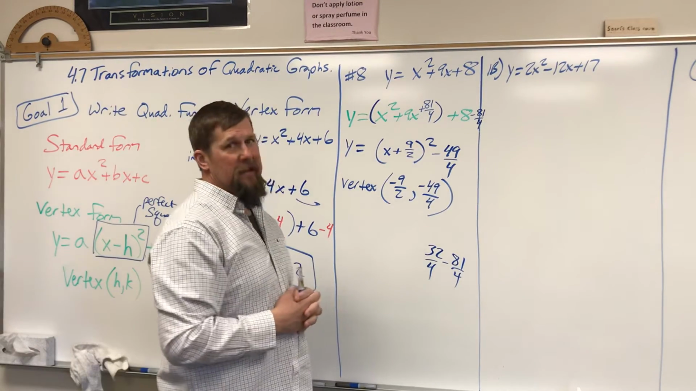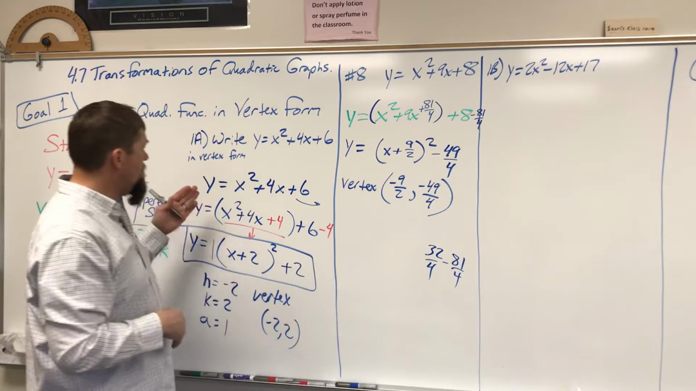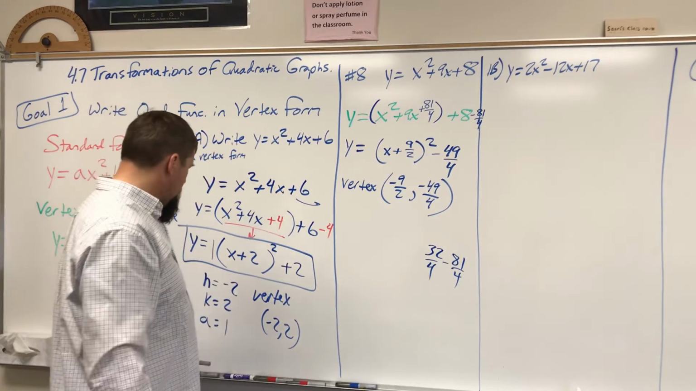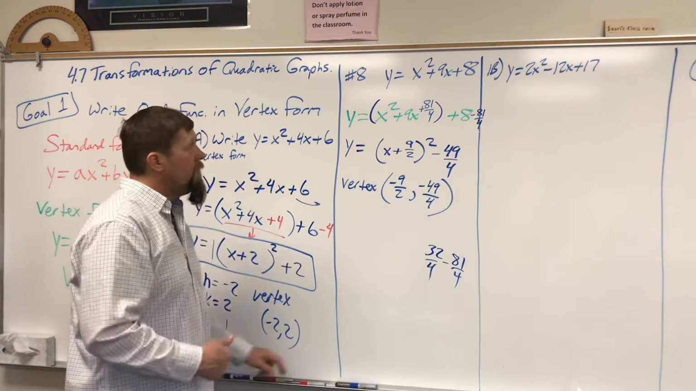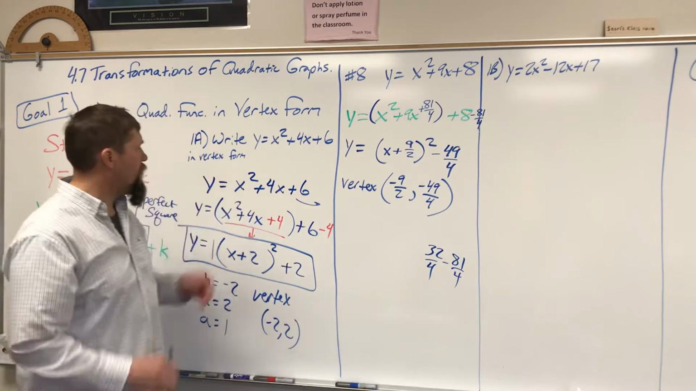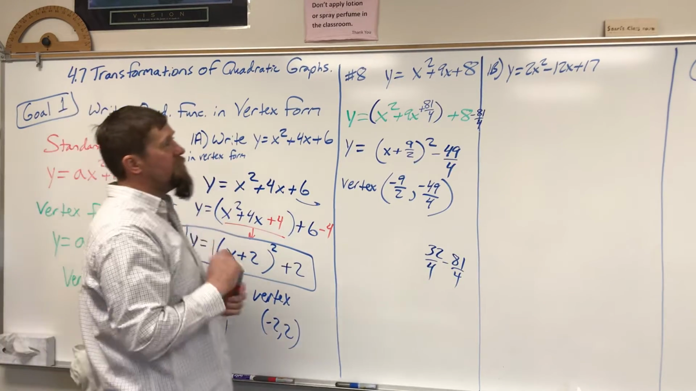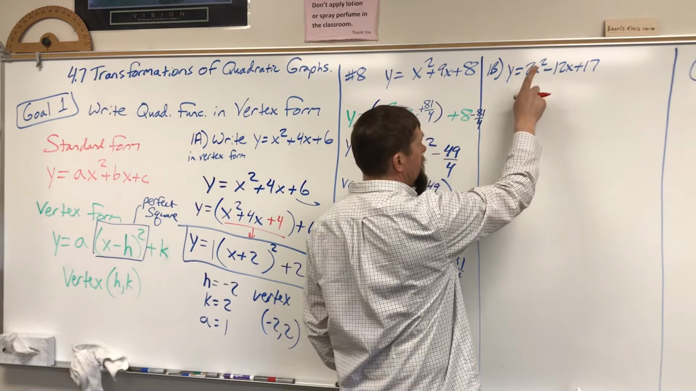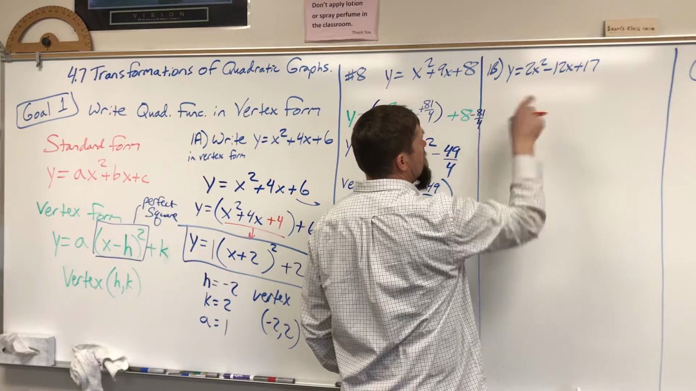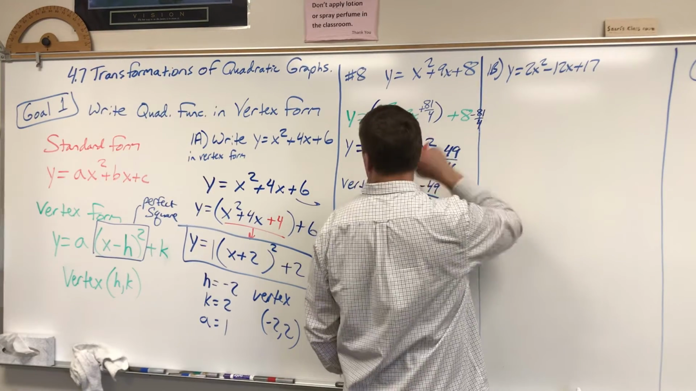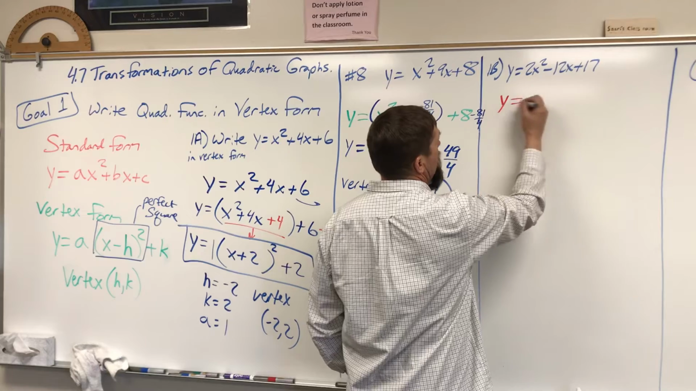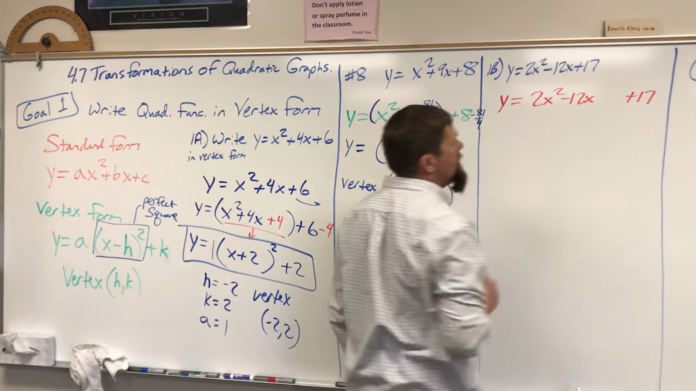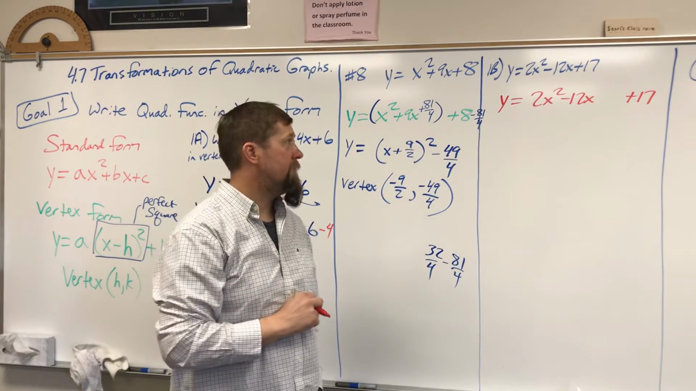Let's go to 1b. The reason I didn't go right to 1b is I wanted to first have you try one. Secondly, I wanted to show you that when you have a 1 in front of x squared, it is going to be a little bit different than having a number in front of x squared. So let's go ahead and process that. We're going to start the same way we did on the first one. Y equals 2x squared minus 12x plus 17. We're going to bump that 17 out.